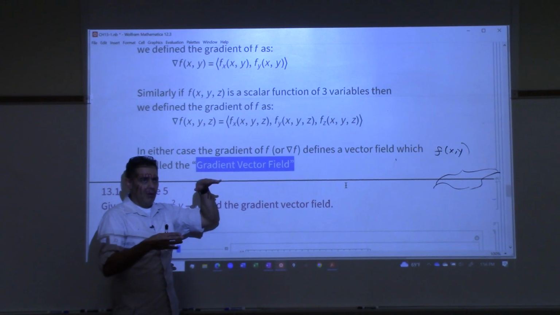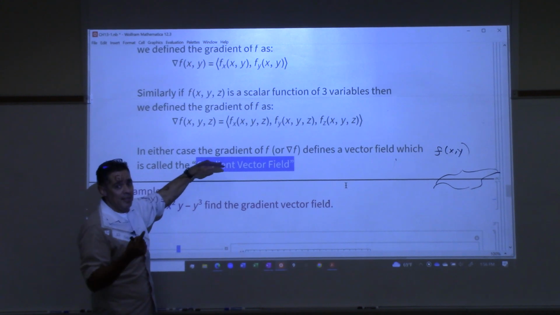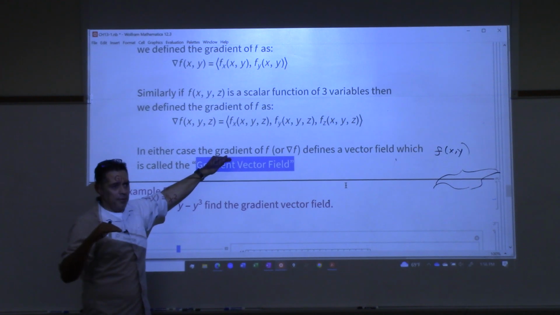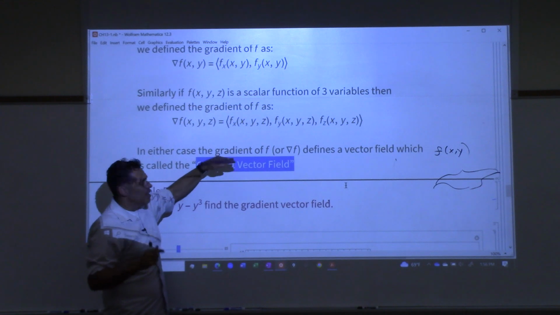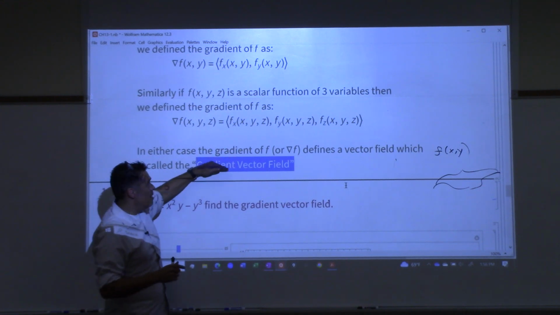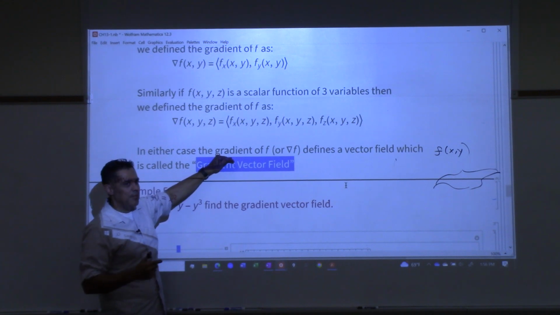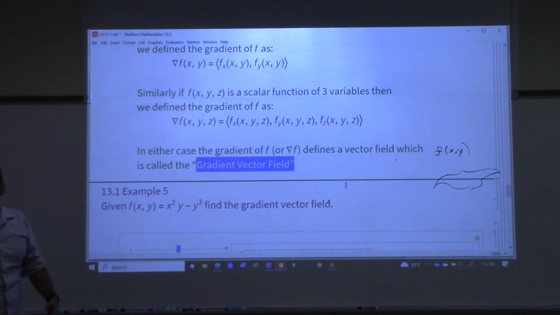If you're told it's a gradient vector field, that implies that it came from a scalar function. But a general vector field does not have to come from a scalar function. If you have a vector field that did come from a scalar function, it's called a conservative vector field. If it came from something else, then it's a non-conservative vector field, which is important in physics because we like conservative vector fields in physics. But we're coming to that. We're actually going to talk about that.